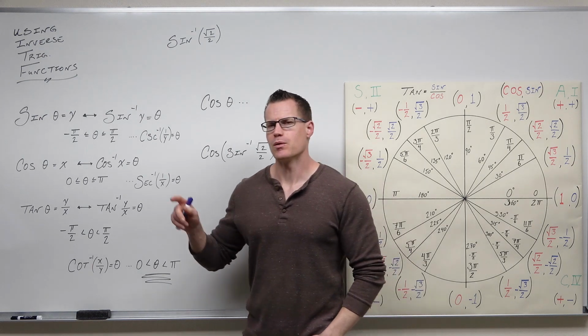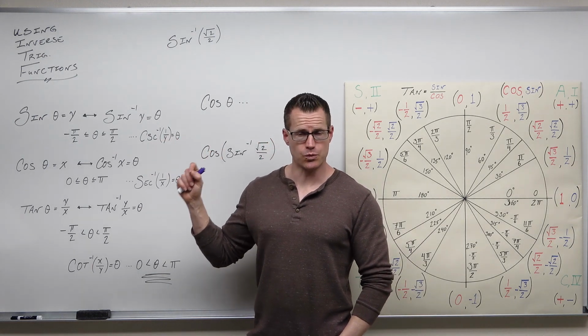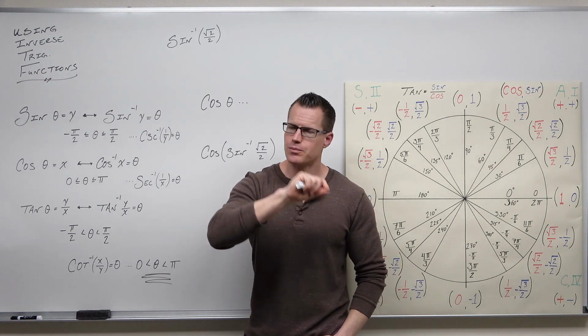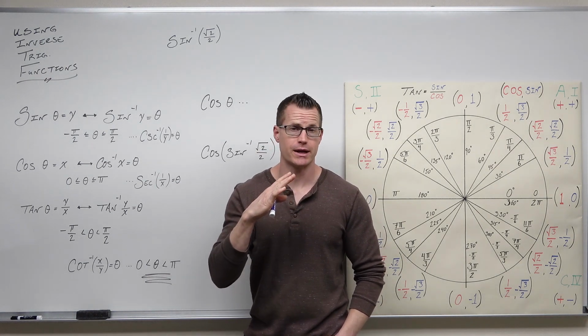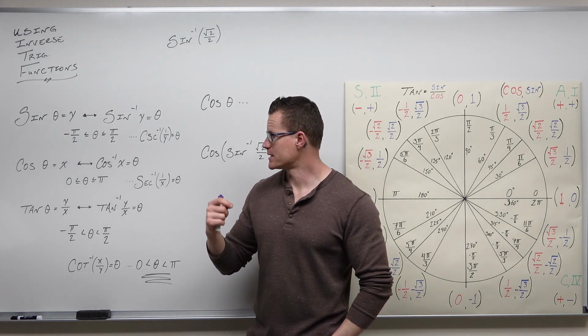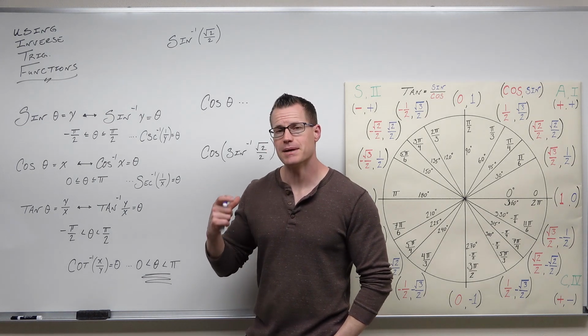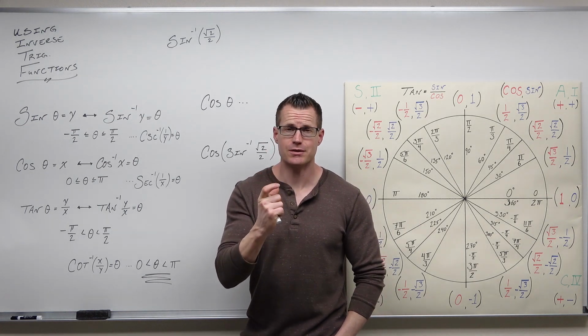Remember that when we're talking about a unit circle, sine of theta equals y, or the y coordinate of some point on the unit circle for whatever angle theta is. And cosine of theta equals x, and tangent of theta equals y over x. Now, what that means is that their inverses basically undo that.